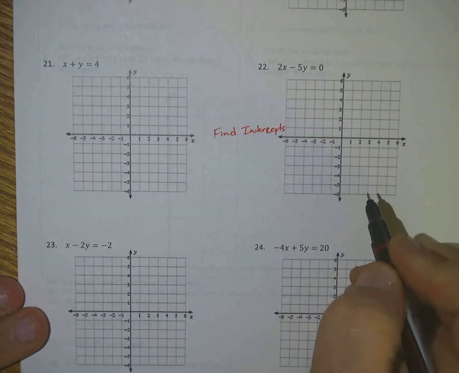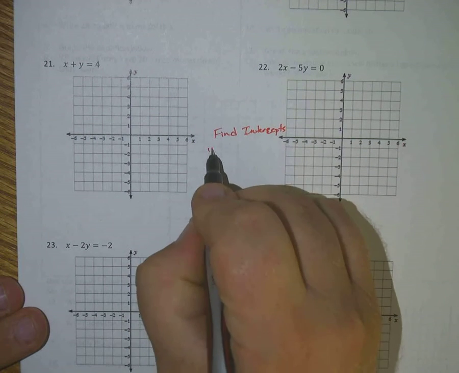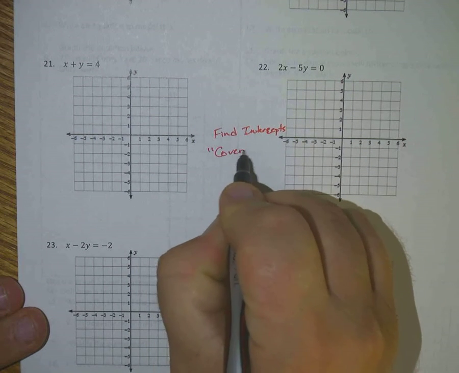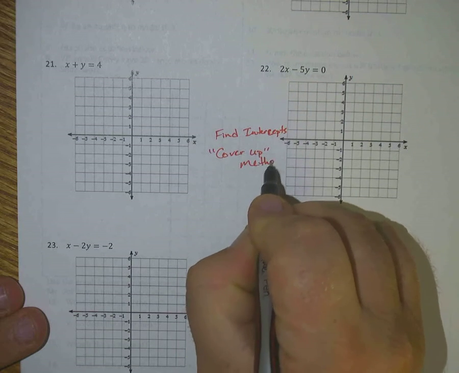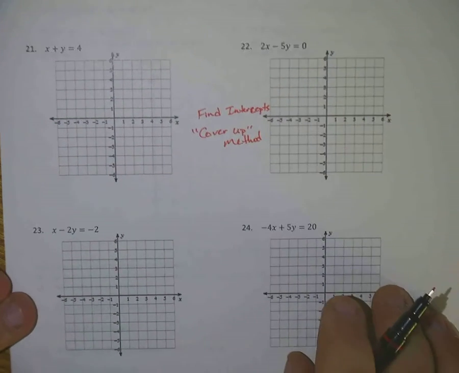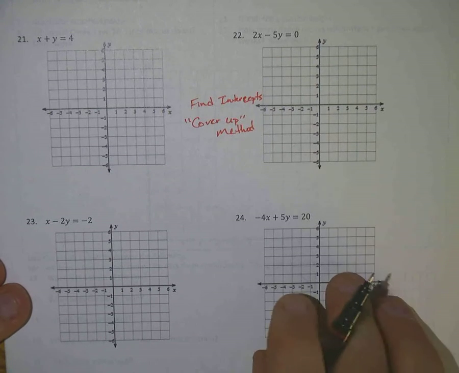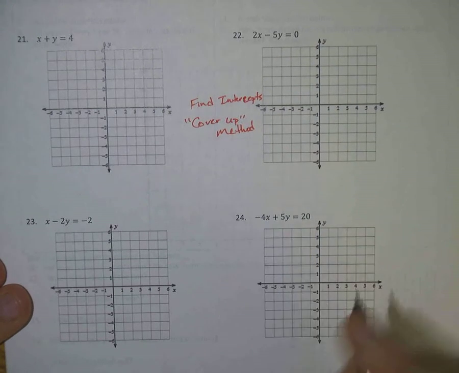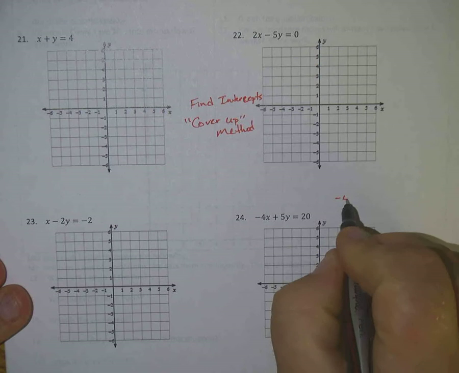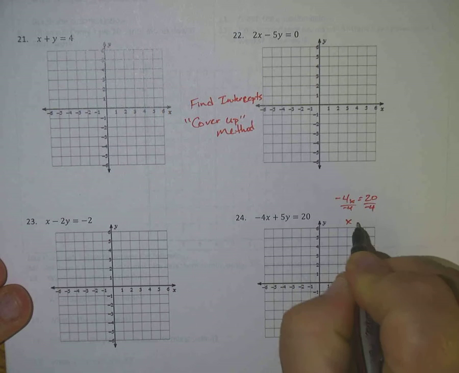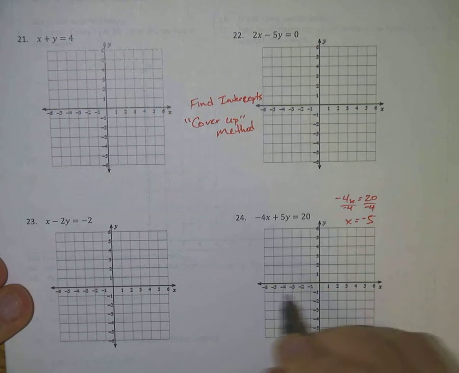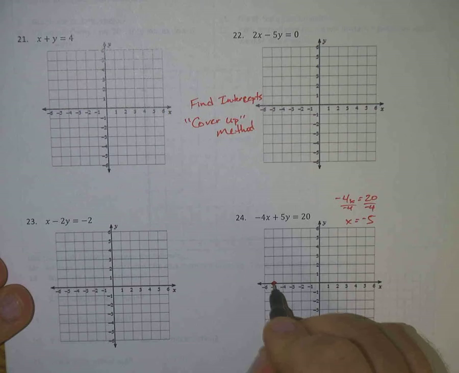If I can spell it right, find intercepts, and that's the cover-up method. So let's use that on number 24 here. If I cover up the y term, I get -4x equals 20. Divide by -4, and x equals -5. So the x-intercept is -5.